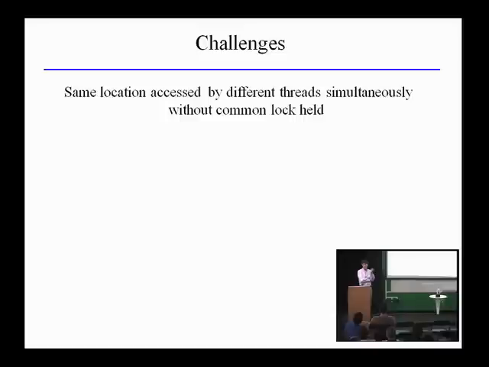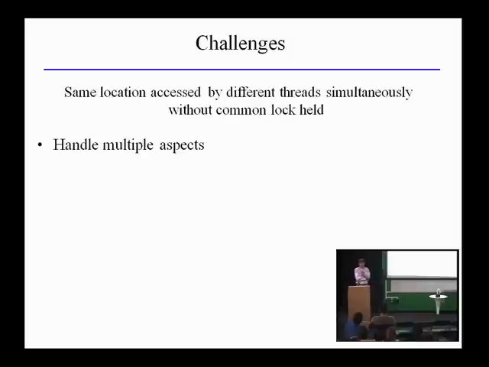So what's our criteria again? Our criteria is that the same location is accessed by different threads simultaneously without holding a common lock. Okay, so that's the specification of what we want to check. All right, I'll repeat it one more time: same location accessed by different threads simultaneously without holding a common lock.